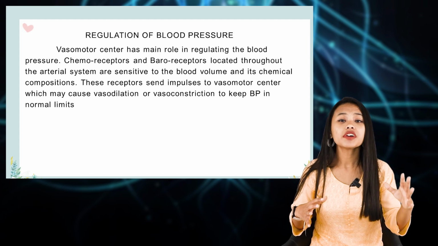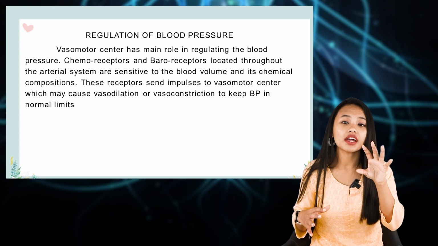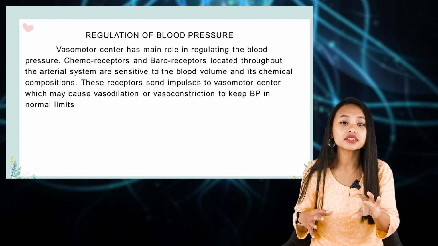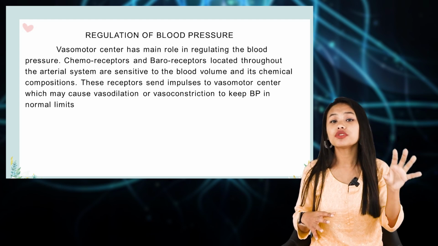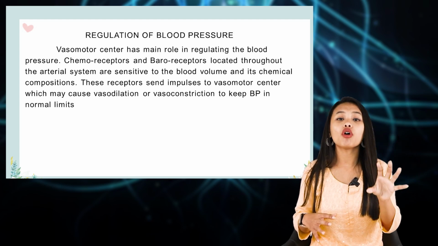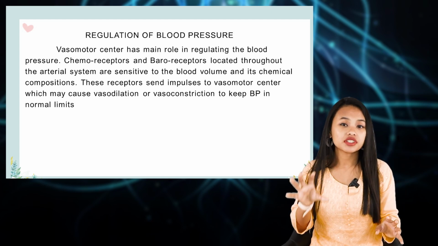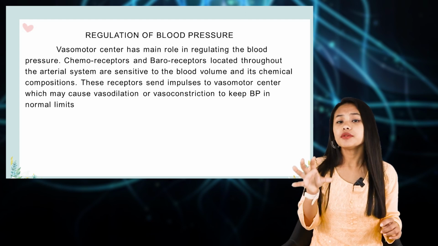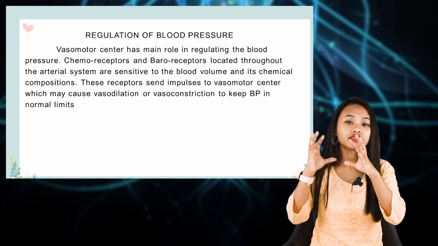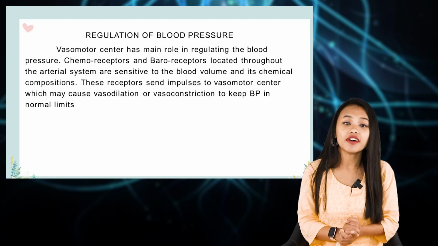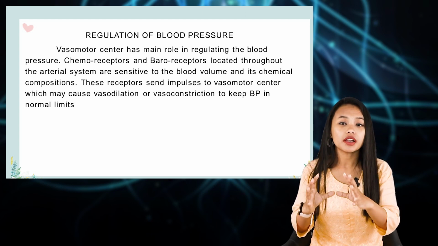So here, if these chemoreceptors or baroreceptors feel that the body of an individual requires the blood pressure to be increased, then they will send impulses to the vasomotor center in order to cause vasoconstriction. However, if these receptors feel that the blood pressure of an individual needs to be decreased, then they will send impulses to the vasomotor center to cause vasodilation. So this is the regulation of the blood pressure.